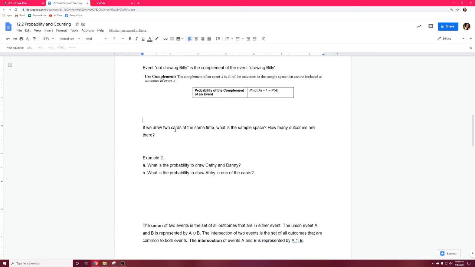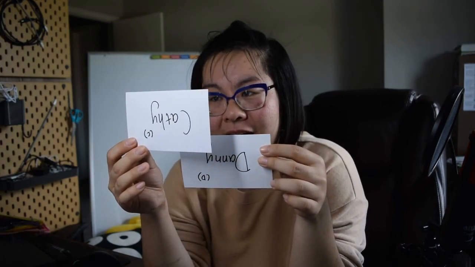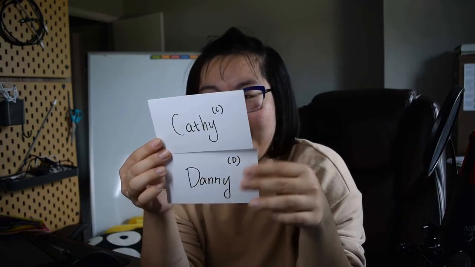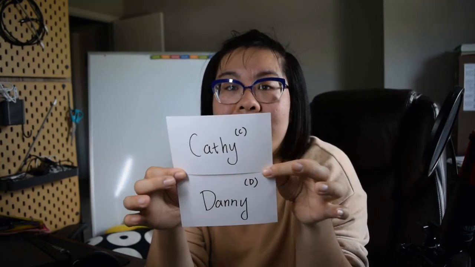All right, let's keep going with events. If we draw 2 cards at the same time, right now it's not one card. We're going to draw two cards at the same time. So how does that work? Over here I have four cards, and if I shuffle them, all right, and I'm going to draw randomly two cards. Okay, I'm now looking. Draw two cards over here, and you can see my result is Kathy and Danny, and we want to see what possible outcomes are there in the sample space.